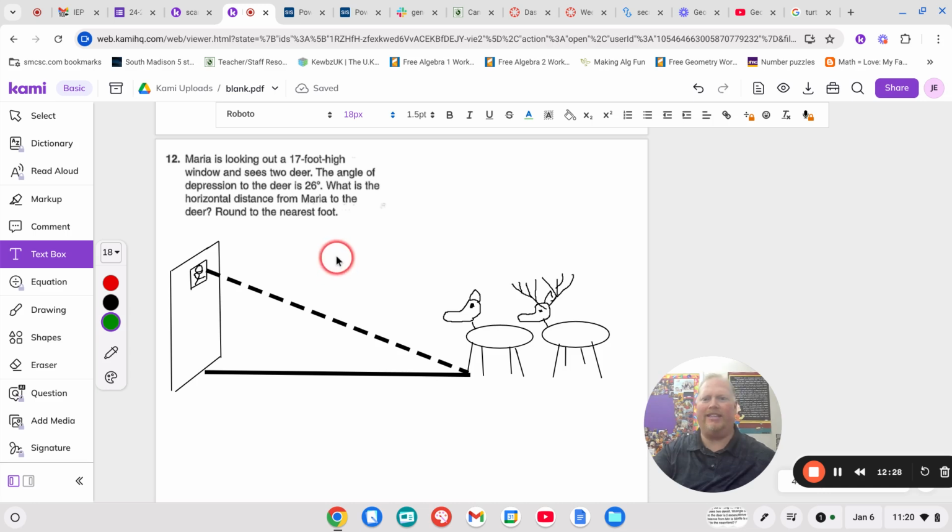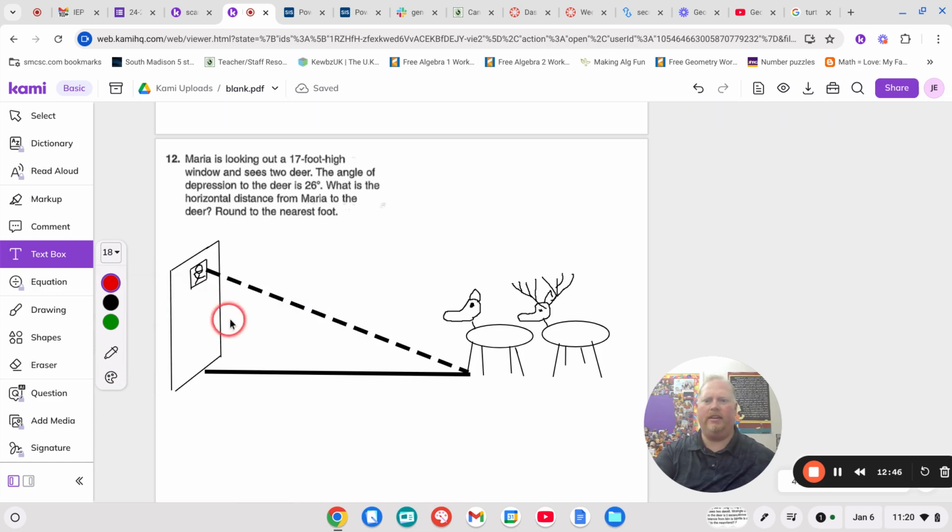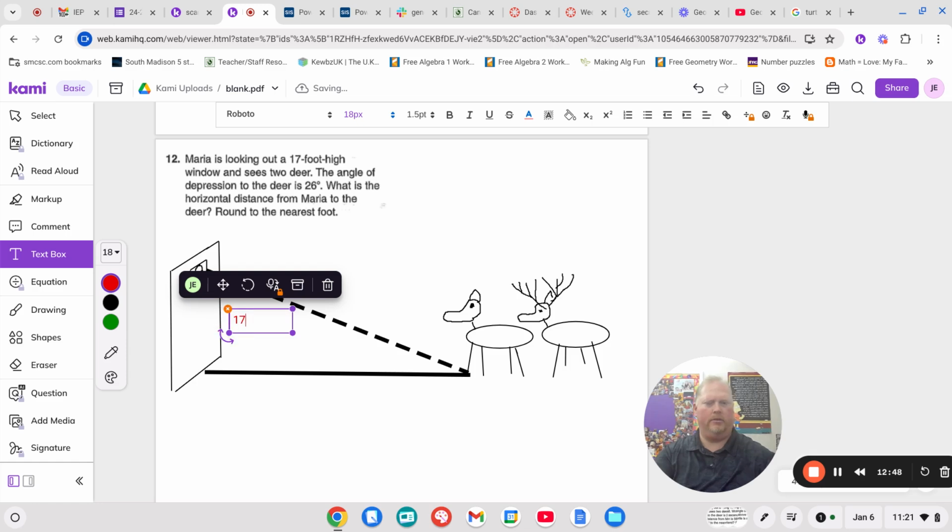Maria is looking out a 17-foot high window and sees two deer. The angle of depression to the deer is 26 degrees. What is the horizontal distance from Maria to the deer? So we can go ahead and label some things here. The window is 17 feet high. The angle of depression is 26 degrees.